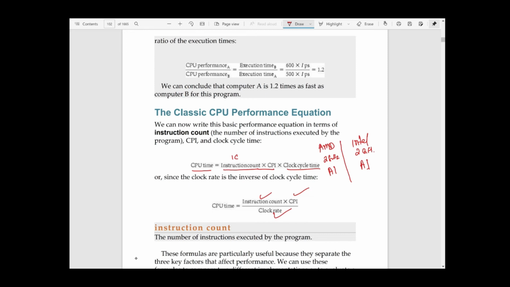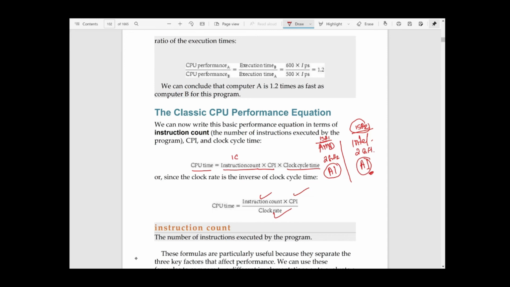One point here is the ISA may be different. If the ISA here is ISA 1 and here a different set of ISAs, maybe here assume that I'm using RISC-V, or maybe here I am using x86 or a different ISA, then when you compile this program, the assembly code generated here is based on ISA 1, and here the assembly code is generated based on ISA 2, right? So the number of instructions in AMD and the number of instructions in Intel may not be the same. So that's why instruction count is also important.